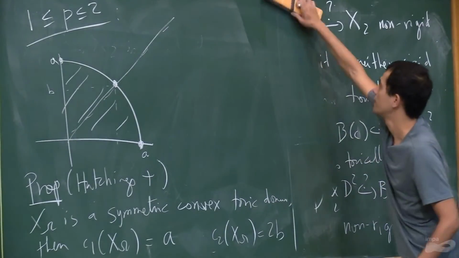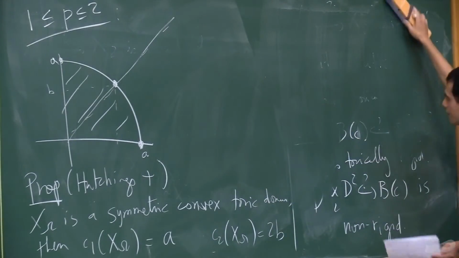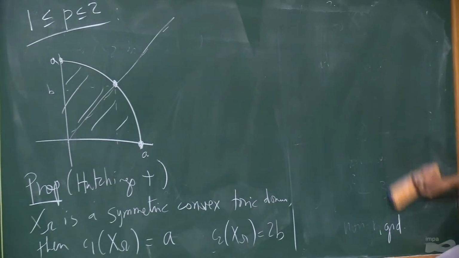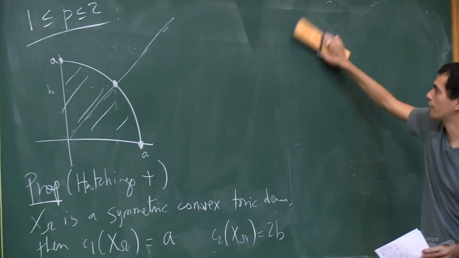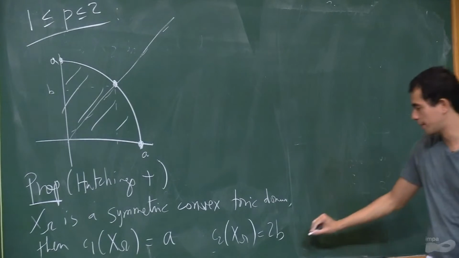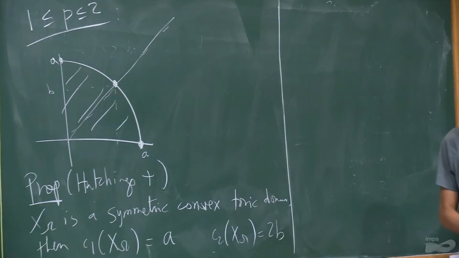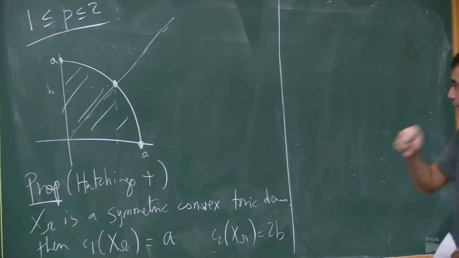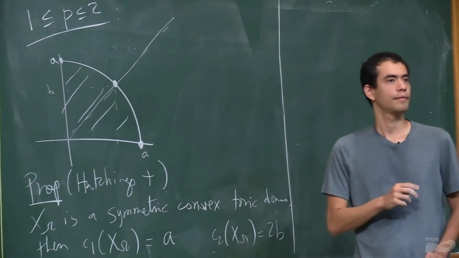But if you believe this observation, and the ECH capacities, I haven't talked much about them, but I think most of you have heard about them before. They're a sequence of capacities, not normalized capacities. So it's a sequence of obstructions to symplectic embeddings. Now, in this case, what we need to do is compute this A and this B.